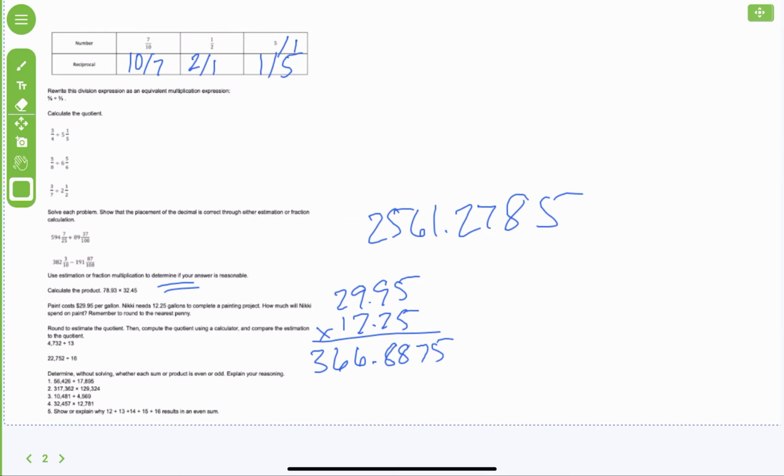So if you were to work this out, you would get this answer. But for you to round it to the nearest penny, you would have $366.89. Okay?